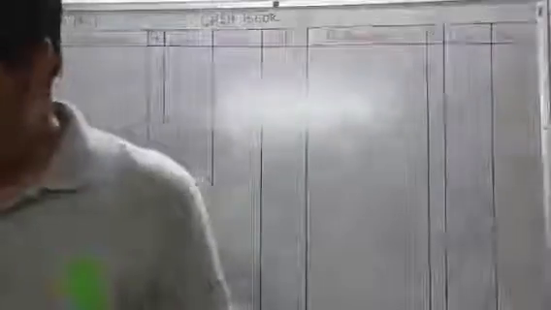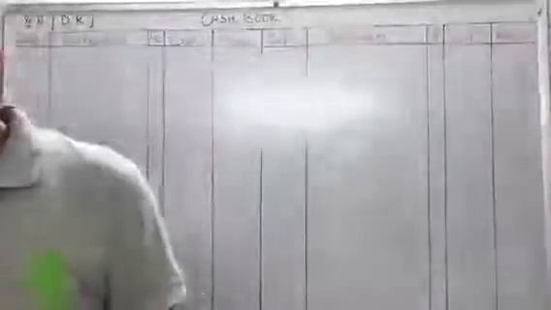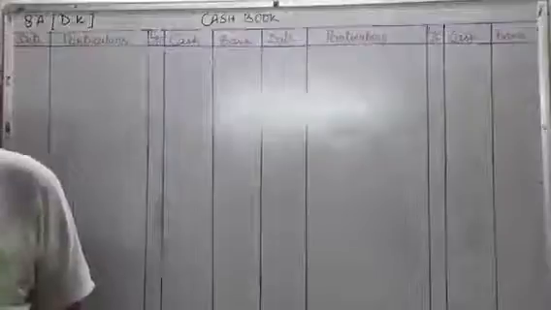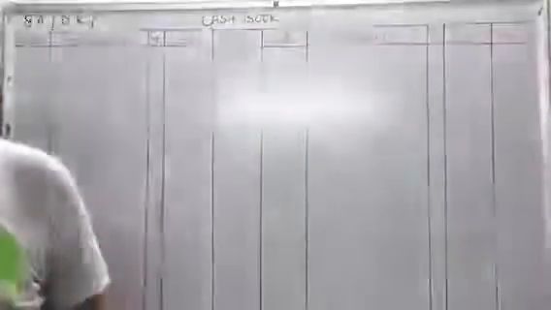Enter the following transactions in the cash book with cash and bank columns. Also pass journal entries where necessary. On 2020 April 1, opening balance of cash and bank overdraft is given. Opening balance of cash will come in debit side of your cash book.